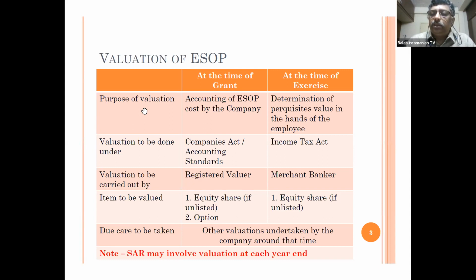It cannot be done by a registered valuer. It cannot be done by a chartered accountant, whatever you call it. It's only a merchant banker right now. And at this point, what is being valued is only the equity share if it is unlisted, because here the calculation is based on the value of the share and the strike price they are paying. So it's a simple calculation of taxation. For that, there is need only for the equity share. And because it is being exercised, there is no more value for the option. That is the purpose why we are only valuing the share there.